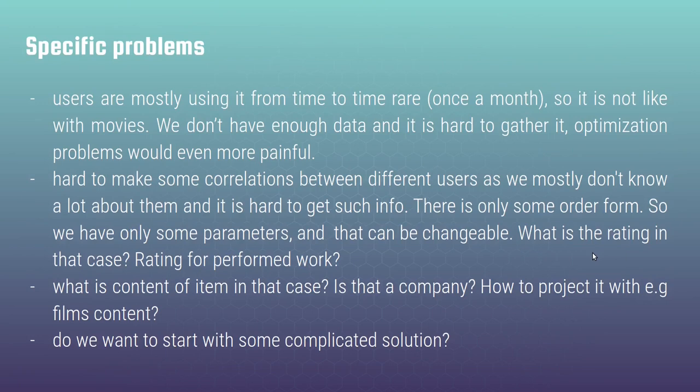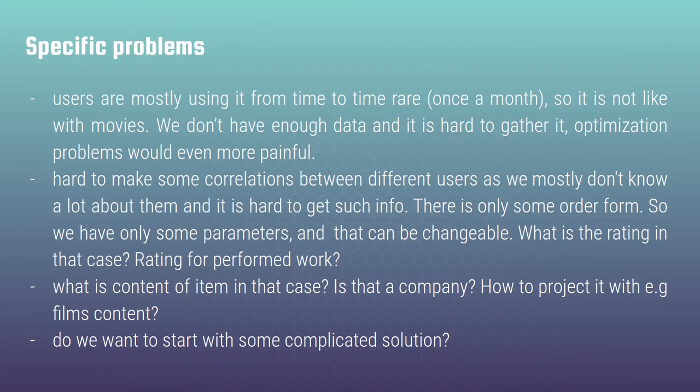Users are mostly using cleaning from time to time, so it is a rather rare operation, and it is completely not like with movies. We don't have enough data and it is hard to gather it. That is mostly a problem of the marketplace itself and the way it works. While having a lack of data, the optimization problems would be even more painful when using SVD and machine learning approaches. From another side, it is hard to make correlations between different users as we mostly don't know a lot about them and it is hard to get such info. There is mostly only some order form, so we have only some parameters and those parameters can be changeable.